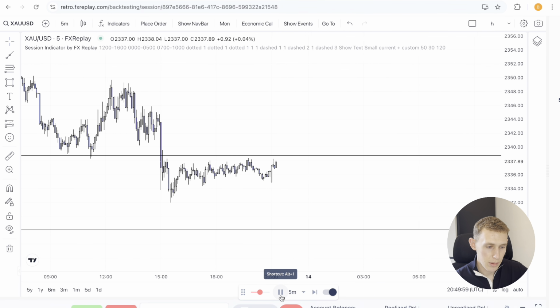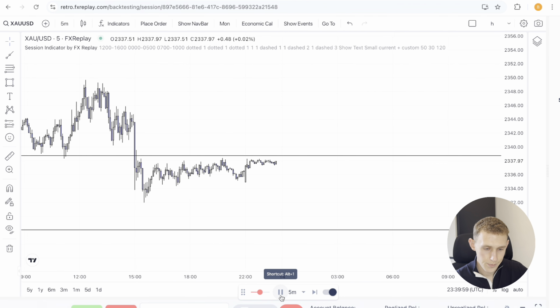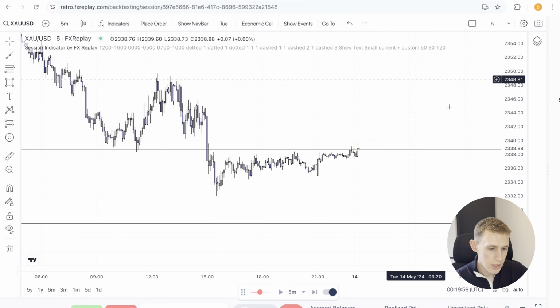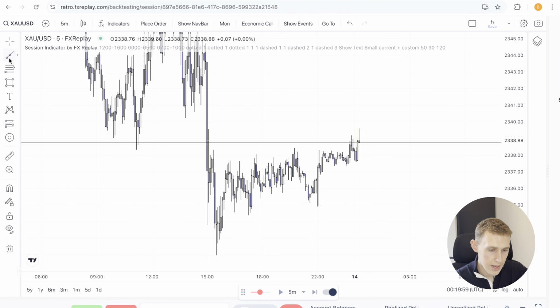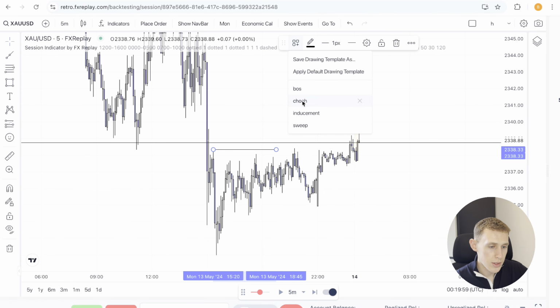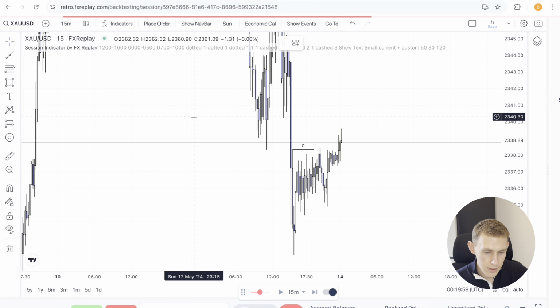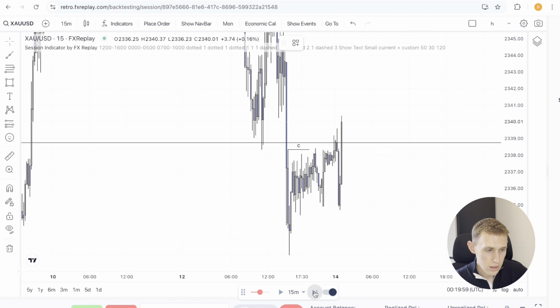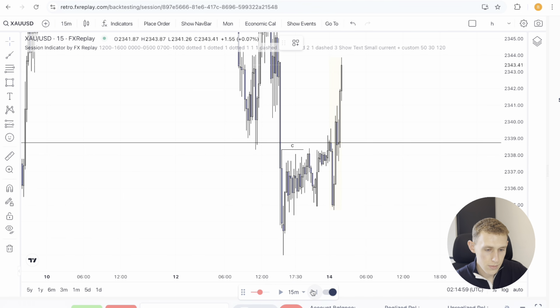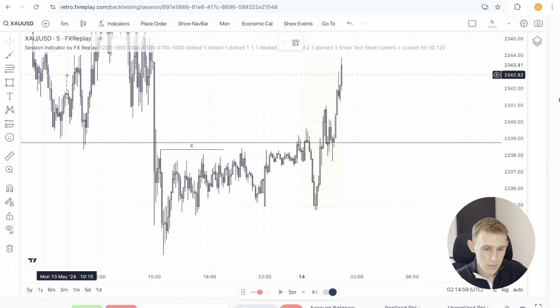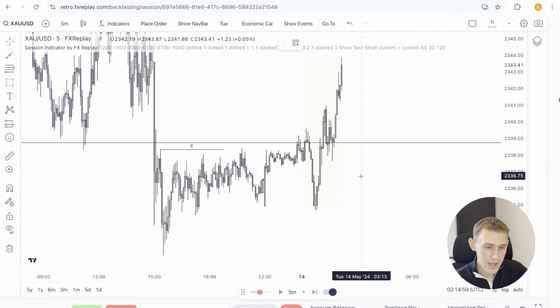Let's see if it can start breaking some structure from here. So yeah, we've had this pullback, has now broken above that high. I'm not seeing a clear entry area here though, so I'm going to let it develop some more. Actually, yeah, this is nice. So I like this POI.